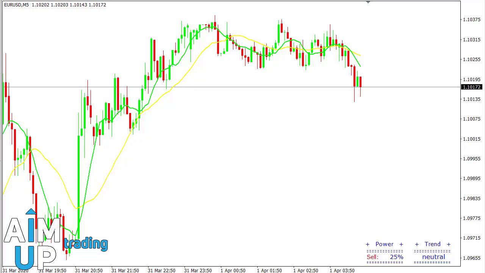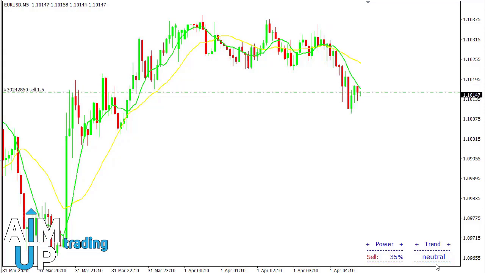So we got a short profit here, you know, not a lot of pips, but basically this is how the whole scalping thing works. And we're opening another trade. You see the price touches the green moving average, and then it keeps going down. So we're opening another position. You see the power of the trend is 35%.